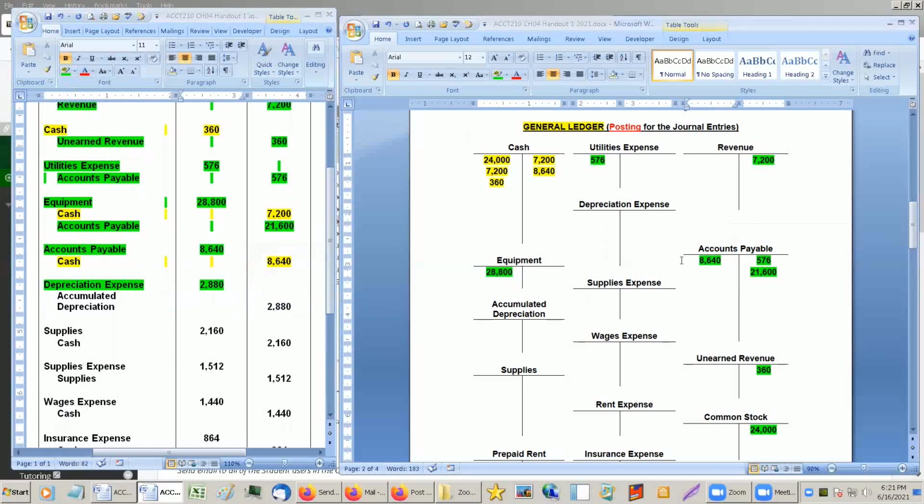Depreciation expense, we haven't really talked about too much. And accumulated depreciation, we'll talk about a little bit today. This is actually going against the equipment. I'll show you when we get to it.